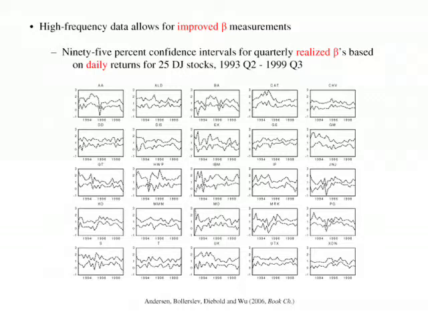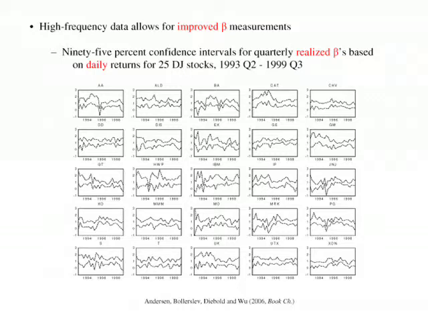And what I plotted here is the realized betas that I would get if I use daily returns. These are quarterly realized betas. In fact, I haven't actually plotted the realized betas. What I plotted is 95% confidence intervals around the realized betas. So the realized betas would be somewhere inside these confidence bands. These are 95% confidence intervals for the realized beta based upon daily returns. Okay?